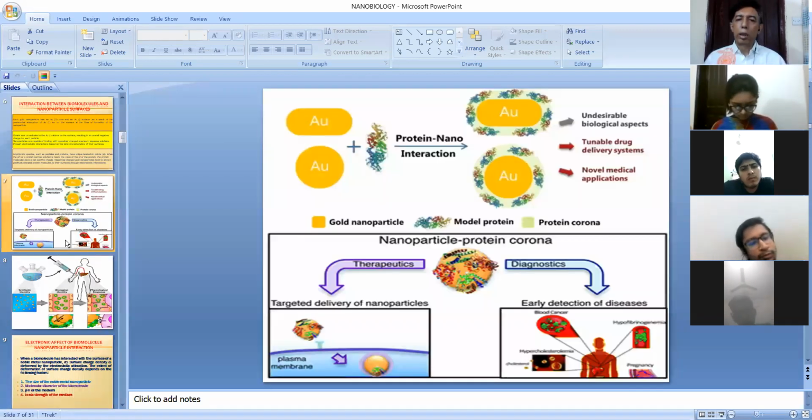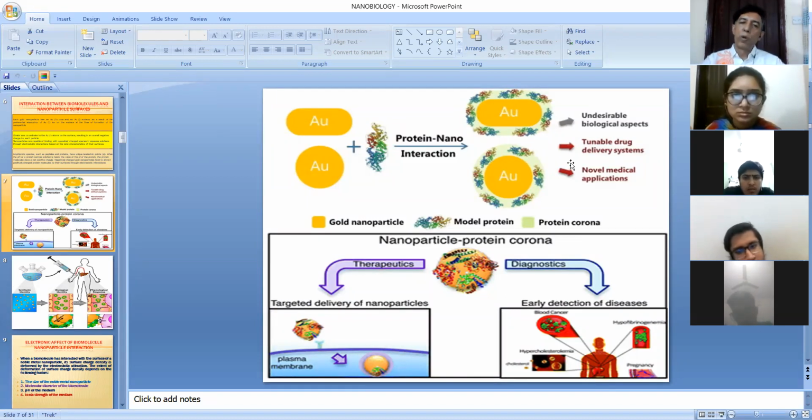So this is a figure. You see, this is a gold nanoparticle, and this is a gold nanorod. You see, it is a quantum dot, or it is a quantum rod or nanorod. When it is treated with protein, then you will find this type of gold nanoparticle: gold protein bio nanomaterial.